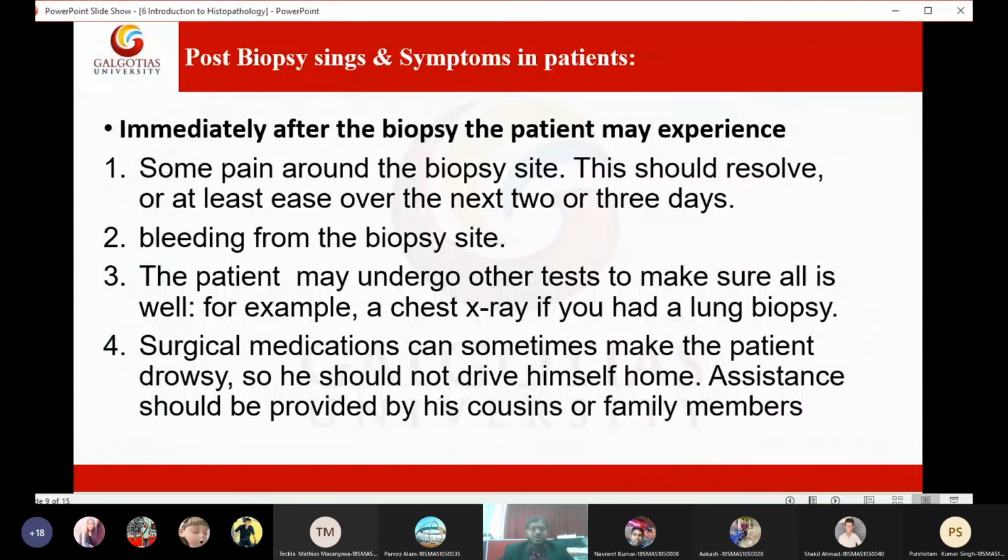And now, post-biopsy signs and symptoms in the patients. Immediately after the biopsy the patient may experience some clinical conditions. What type of clinical conditions are there after biopsy? Some pain around the biopsy site. This pain is normal.